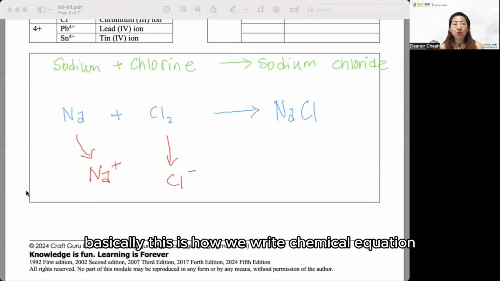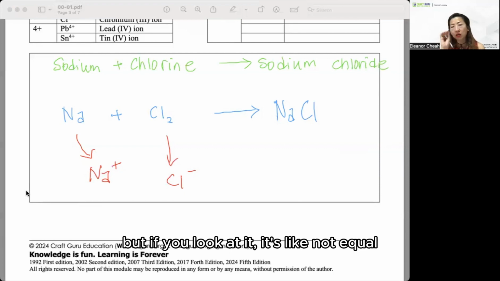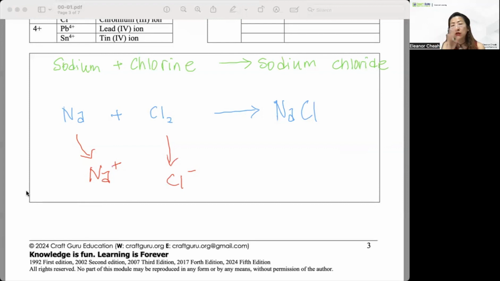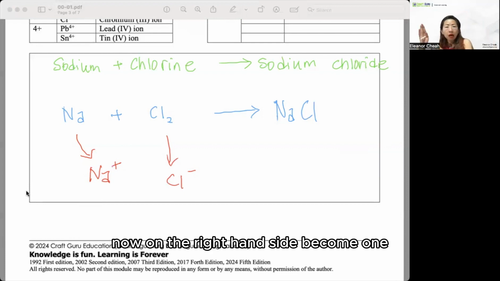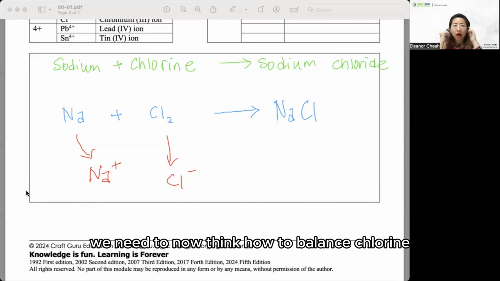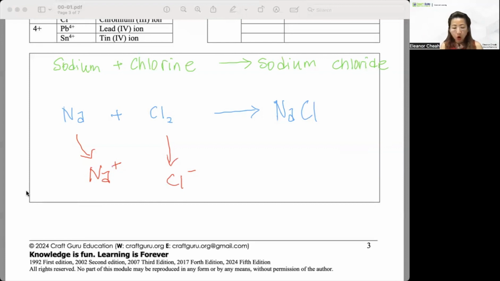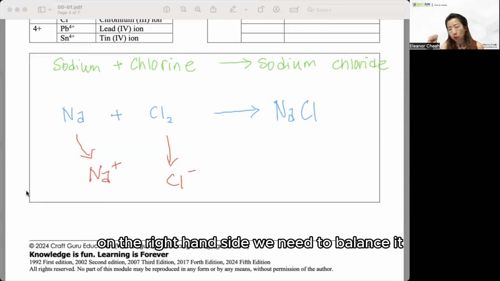Basically, this is how we write a chemical equation. But if you look at it, it's not equal, not balanced. Suppose we have 2 atoms of chlorine. Now on the right-hand side it becomes 1. So to write a balanced chemical equation, we need to think how to balance chlorine. On the left-hand side, we have 2 chlorine. On the right-hand side, we need to balance it.